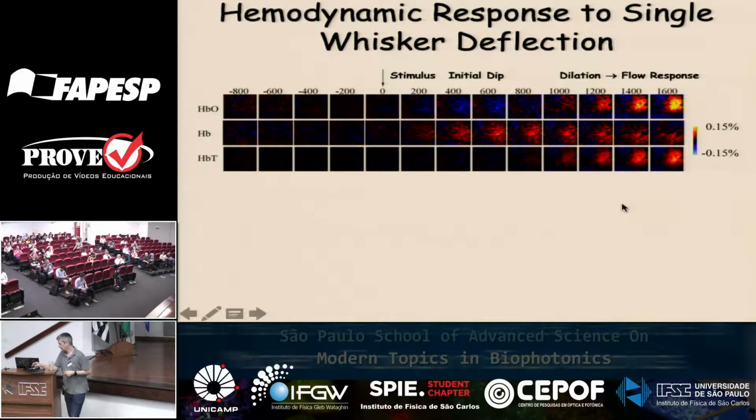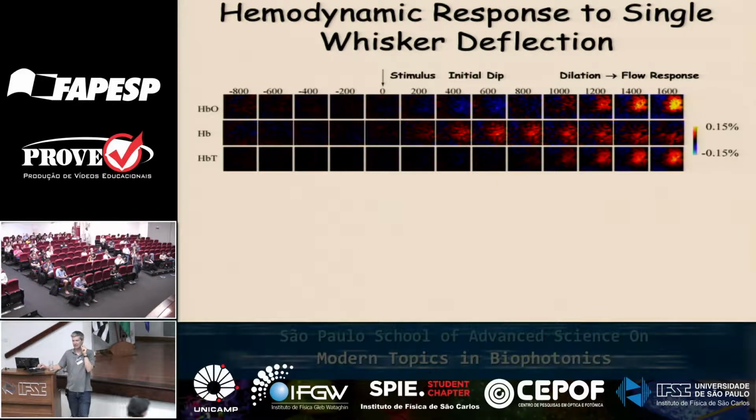So this was an early result that Anna DeVore got, a very elegant result, kind of the highest contrast-to-noise ratio measurement really ever made of this vascular response to neural activity. She was actually deflecting the whisker on a rat, a single whisker and a single deflection. And so that gives a very clean electrophysiological response over 100 milliseconds.